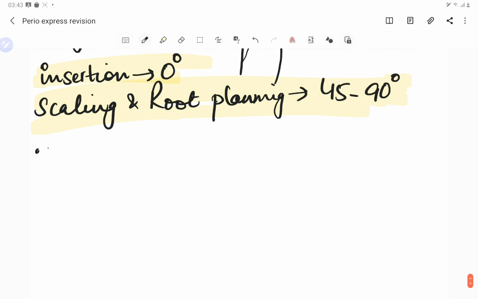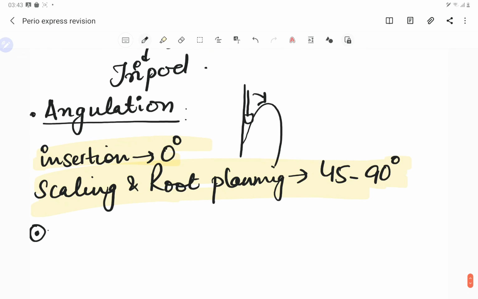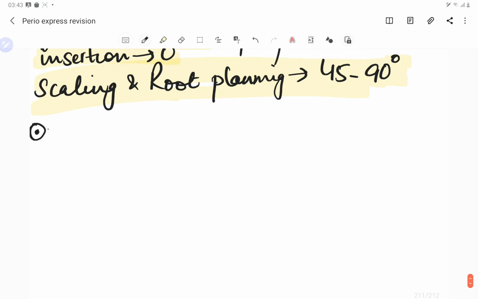Now talking about the stroke, this was the angulation. So what is the kind of stroke which we use? If you are using a probe or if you are using an explorer, then we use the exploratory stroke.